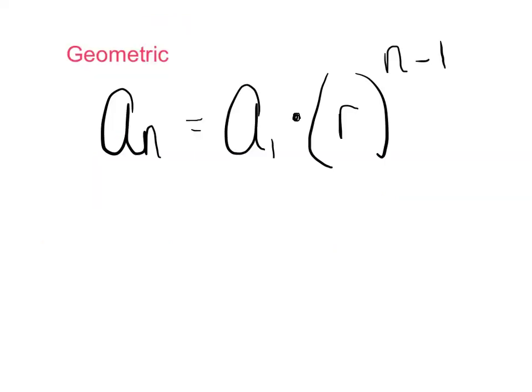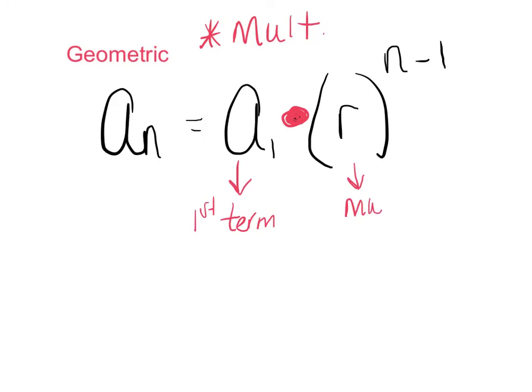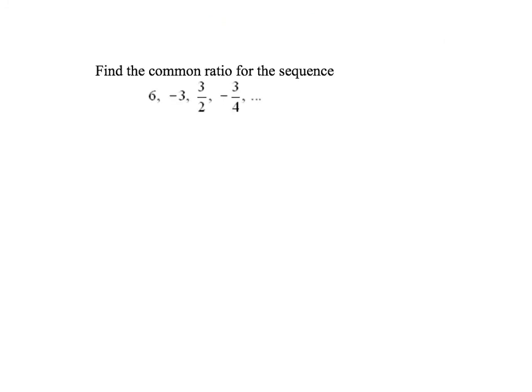Our last little topic is geometric sequence. This time, we want to multiply. So you'll notice my formula this time is a sub 1 times the ratio to the n minus 1. And again, this is my first term, and the ratio is what I'm multiplying by. So not the prettiest one to begin with, but it says find the common ratio, so that's a dead giveaway that I'm looking to multiply something.